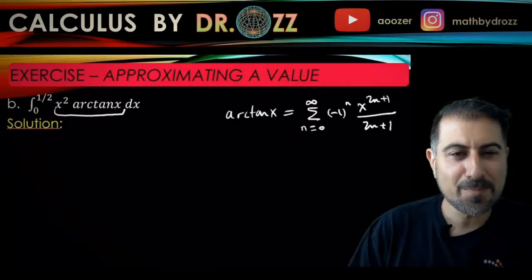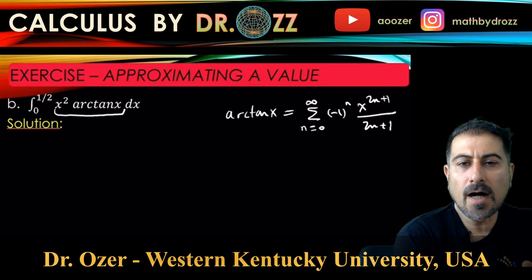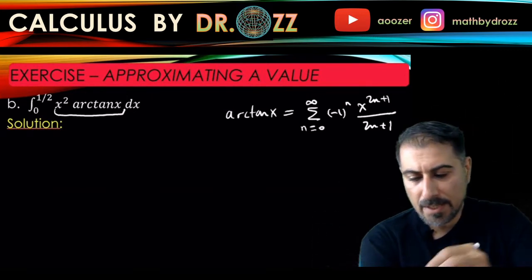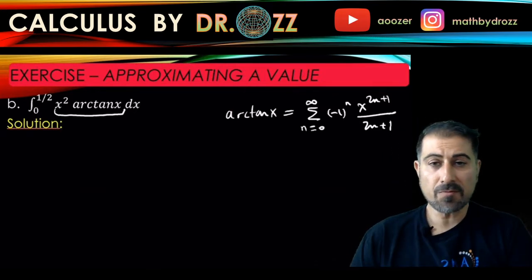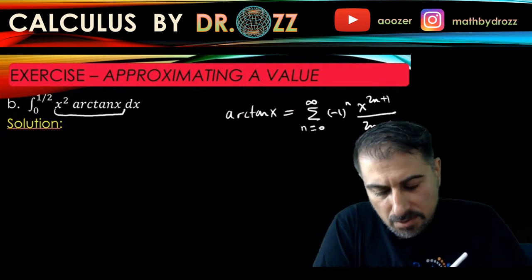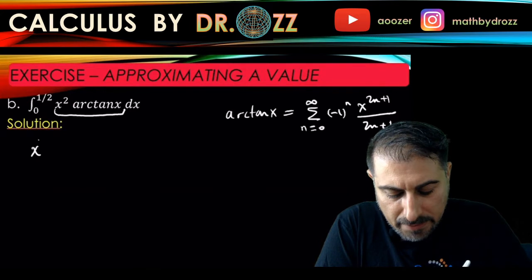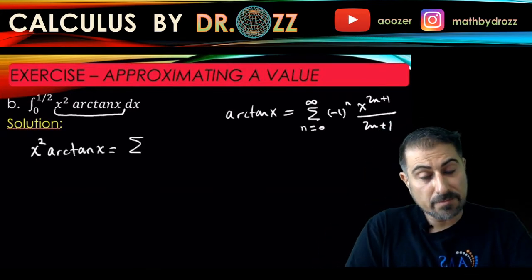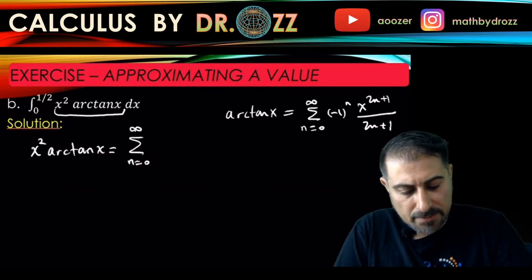All right, for part B, I'm going to utilize the power series of arctan(x) that I derived in part A. I need the power series of x squared arctan(x) because that's what we have in the integrand for part B. So here we go. Let's write x squared arctan(x) here. I'm going to multiply the power series of arctan(x) term by x squared. So I'm going to carry forward minus 1 to the n.